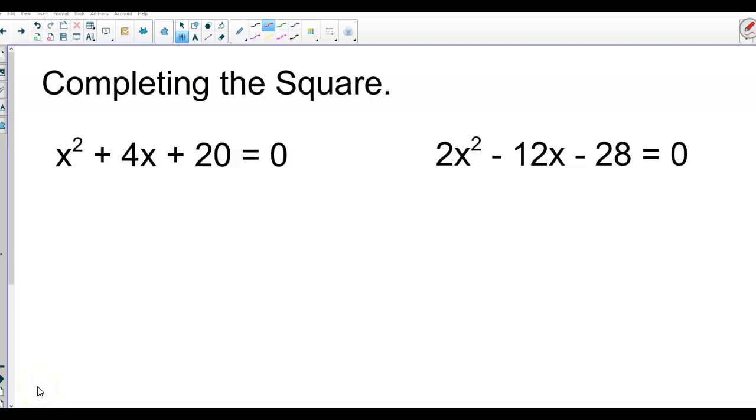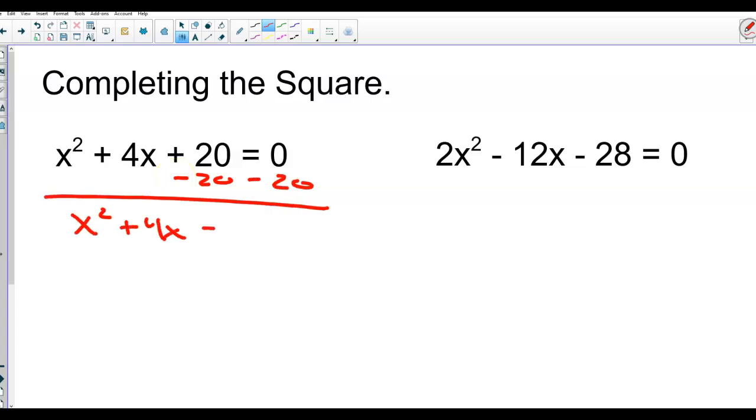Obviously, we have to have a 1 in front of the x squared. If we don't, we divide everything by the number in front of the x squared. Since I have the number in front of the x squared here, my first step is to subtract 20. I've got to get the constant to the other side so I can create my binomial squared.